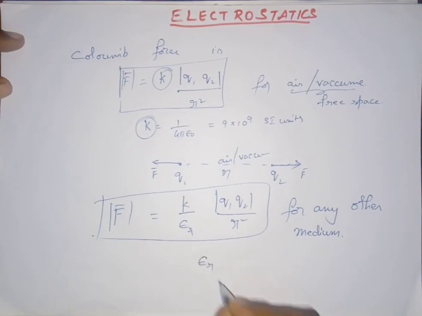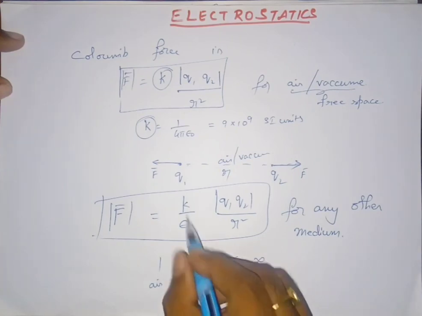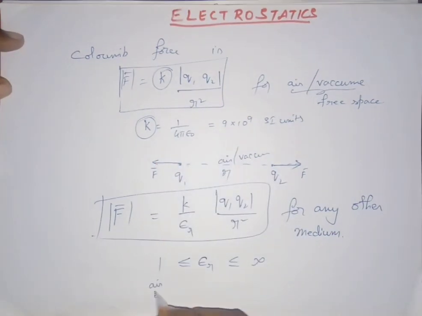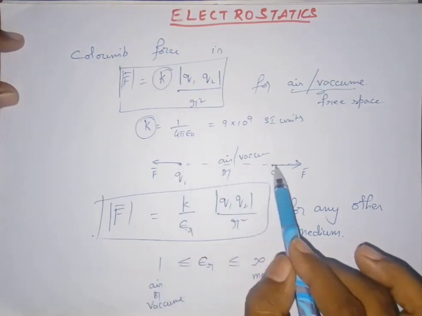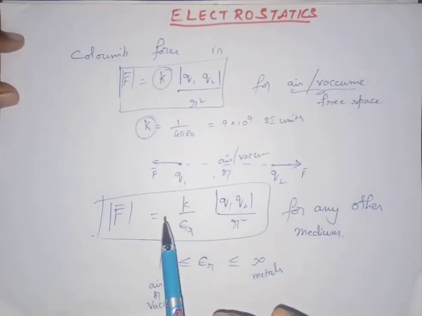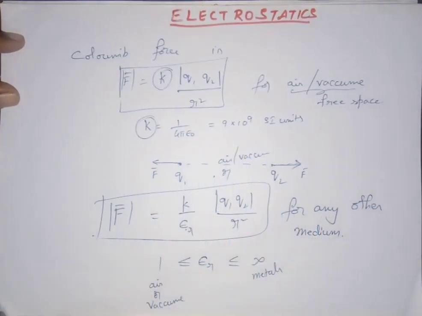Here, epsilon R is a constant which depends upon the nature of the medium, whose value ranges from 1 to infinity. 1 is for air, or even vacuum, when it becomes the first expression. Whereas infinity is for all metals. So when it is infinity, the force is going to be 0. That means if two charges are separated by a metal piece, then the force happens to be equal to 0.